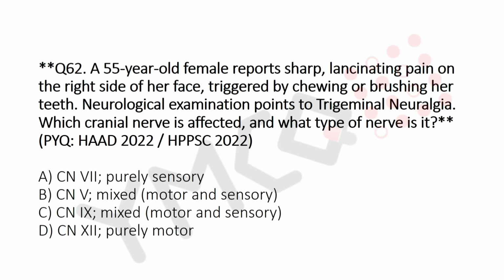A 55-year-old female reports sharp, lancinating pain on the right side of the face triggered by chewing or brushing her teeth. Neurological examination points to trigeminal neuralgia. Which cranial nerve is affected and what type of nerve is it? Option A, cranial nerve 7, purely sensory. Option B, cranial nerve 5, mixed motor and sensory. Option C, cranial nerve 9, mixed. Option D, cranial nerve 12, purely motor.